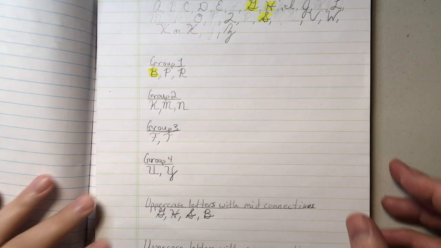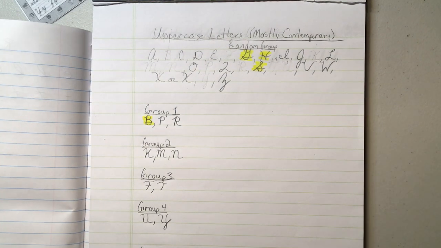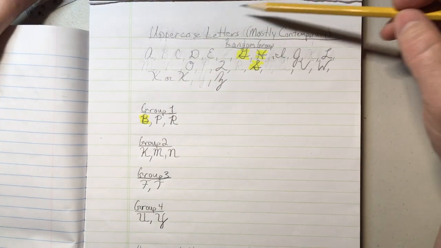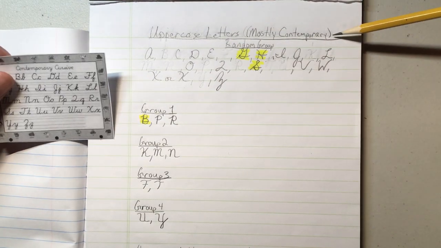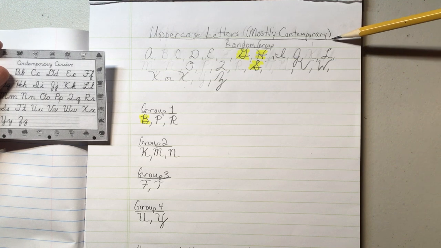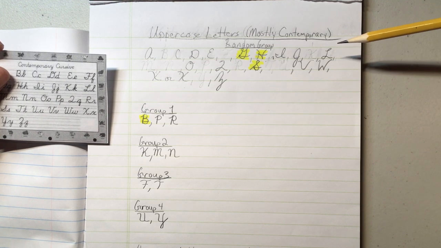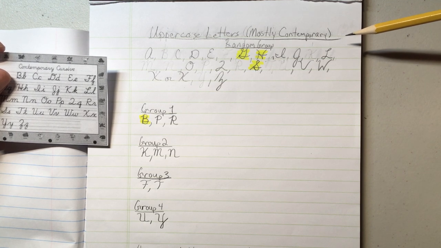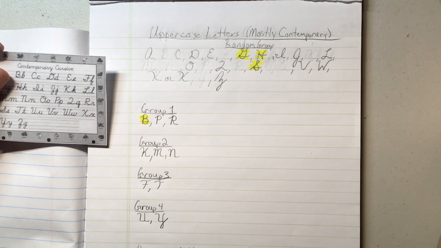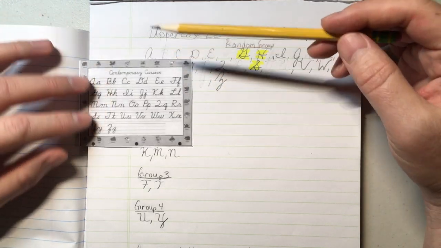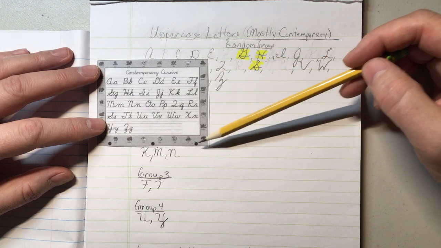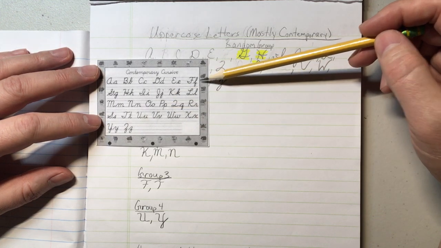Okay, thank you so much for joining me for the second part of my cursive videos here with uppercases. Most of the uppercase letters that I use are contemporary. There are just a few of them that are Danielian, which is a different form of cursive writing. It's pretty much the same, but with just a couple of differences. I do have a contemporary cursive reference sheet right here.